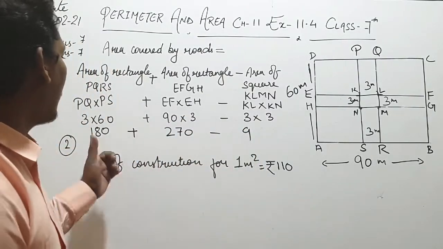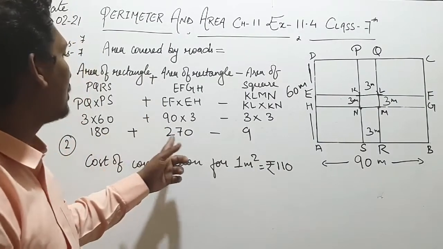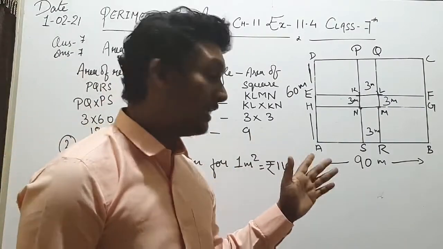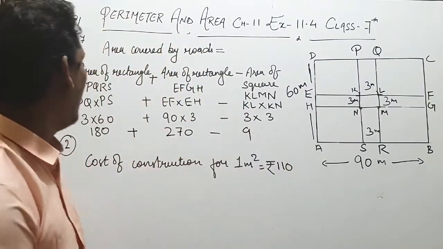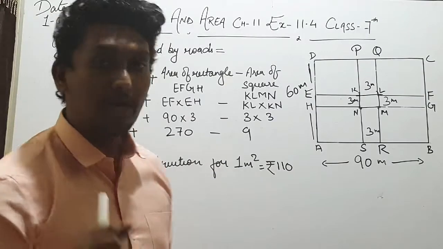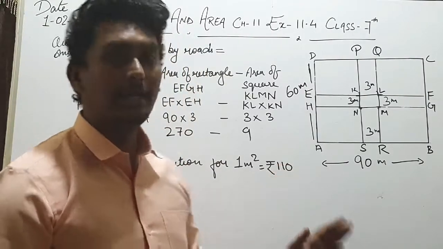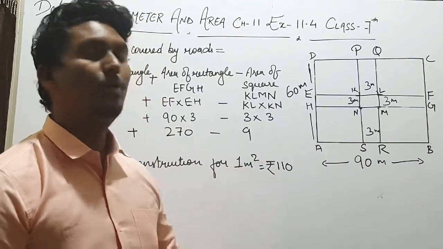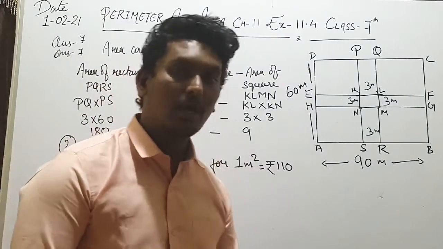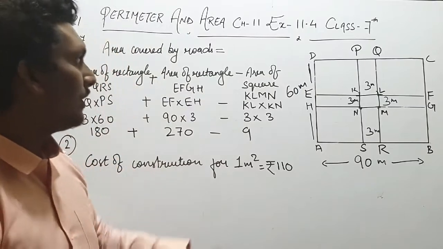So you have to do this calculation. We have to add 180 plus 270, and subtract the area of square. After getting this answer, the cost of construction is given for 1 meter square as rupees 110. Just multiply the answer with 110. This is all about this question. The question is very easy.